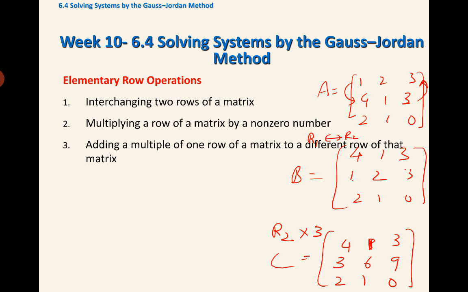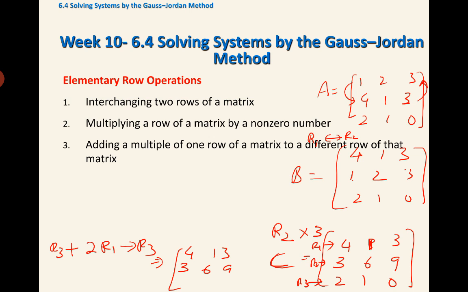Third one, adding a multiple of one row of a matrix to a different row of that matrix. So we can take from C, this is row 1, this is row 2, this is row 3. You can take row 3, and along with row 3 we can add 2 times row 1 and write it as row 3 in the new matrix. So the first row has no change, 4 1 3. The second row will be the same, 3 6 9. The third row will be R3, the previous row 3 plus 2 times row 1.